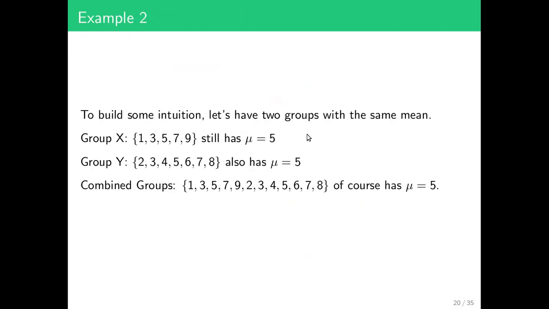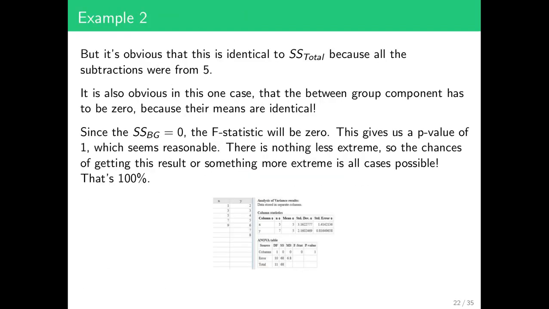And that's just lovely, because that's obviously going to give us a p-value of 1. An F statistic of 0 means I find absolutely no difference, not even a statistically insignificant difference, between the two groups because their means are the same. And that's why I'm getting a p-value of 1, which should seem reasonable. There is nothing less extreme, so all the more extremes add up to 100%, if you think about that.